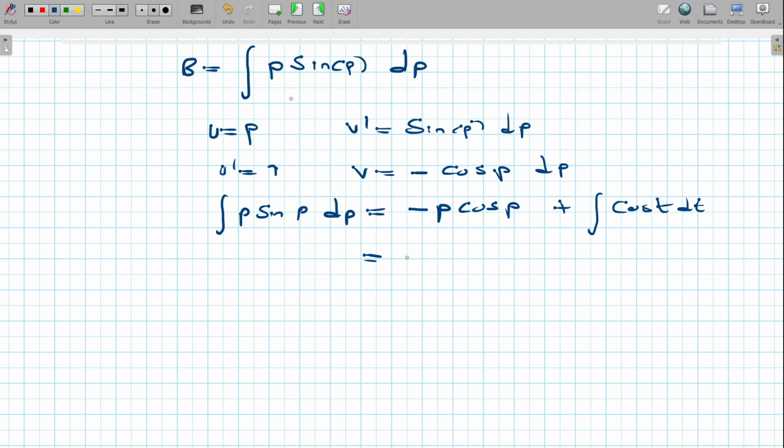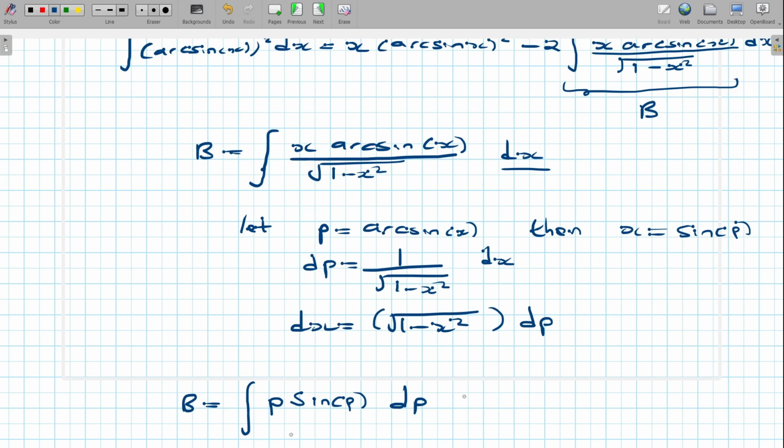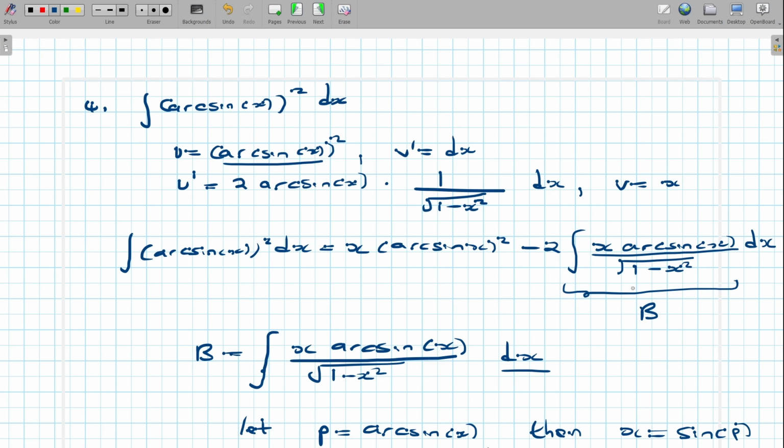integration. And then finally, what we must have is minus p cosine p, and then plus. Now the integral of this is going to be sine p, and of course here it's p and not t. I mostly use a t, that's why I had this confusion. And then plus the constant of integration. So we now have b. Then all that is left to do is to write everything.